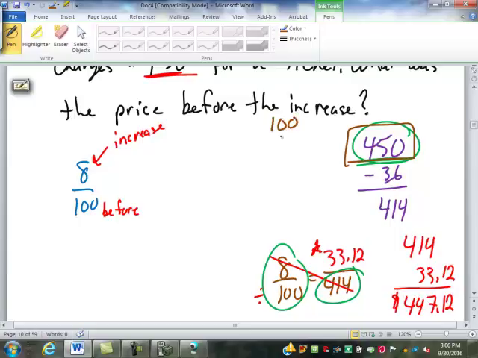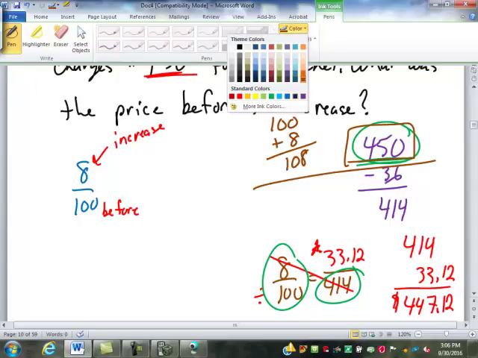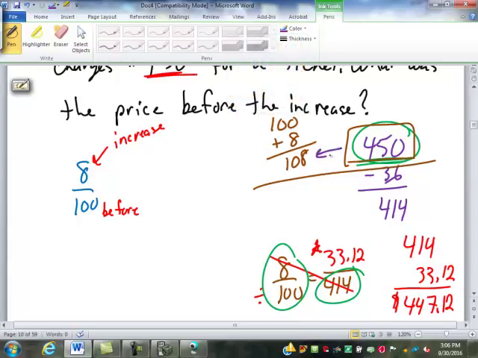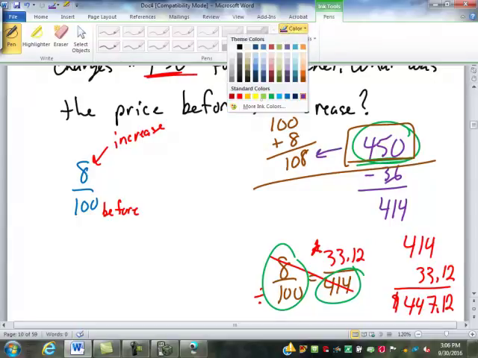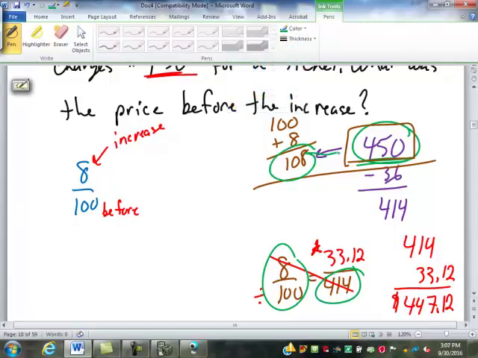There we go. We had the whole amount, which is 100. We added an 8% increase to it. But then you get 486. Careful. That 450 represents 108%. So no matter what we do, that 108 has to be linked with the 450. What you're doing is you're sliding that 450 back down with the 100% again.